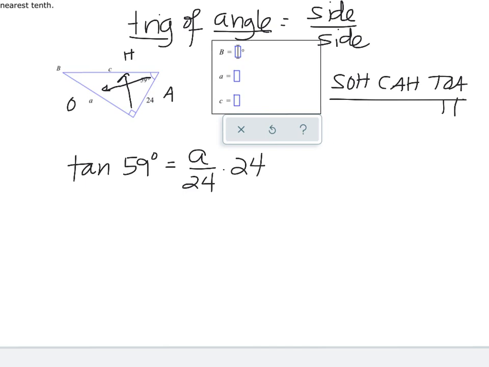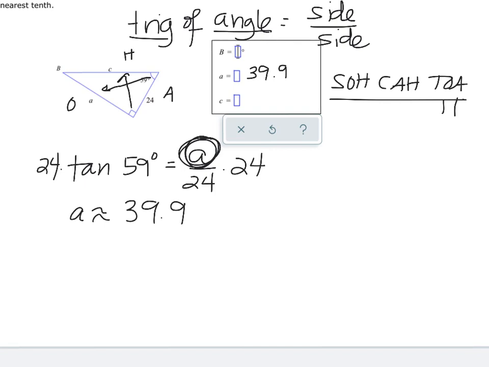Same situation. We want to get this out of the denominator. It's being divided by this variable we're trying to isolate. So if it's being divided, the inverse would be multiplication. So we multiply both sides by 24, and we get 24 tan of 59, and A is equal to 39.9. So that is the length of this side.